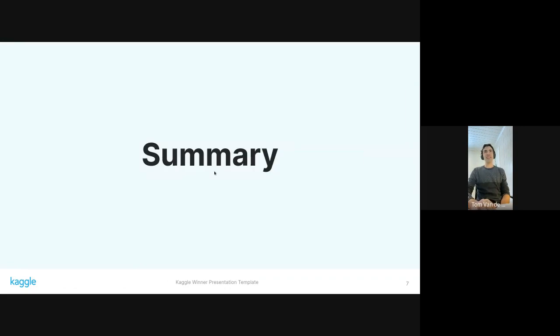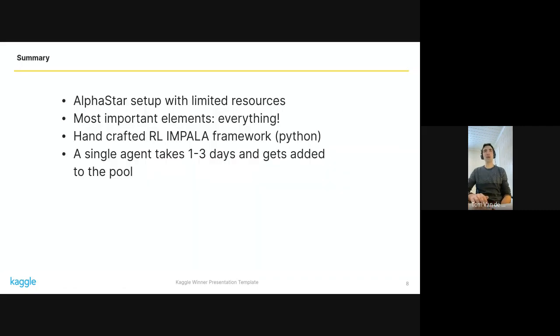I'm going to take you through the reinforcement learning part of our approach. In summary, what we ended up with is an AlphaStar type of setup. We will get to the details later on, of course, with the crucial distinction that we had limited resources. We were asked to summarize the most important elements, and the answer is everything. Since this is reinforcement learning, it's incredibly hard to get it right. You need every component to work, and as soon as you get one of them slightly wrong, it just doesn't work. But if you get all of them right, it's like magic. You have a self-improving system, and you can just sit back and see greatness happen.